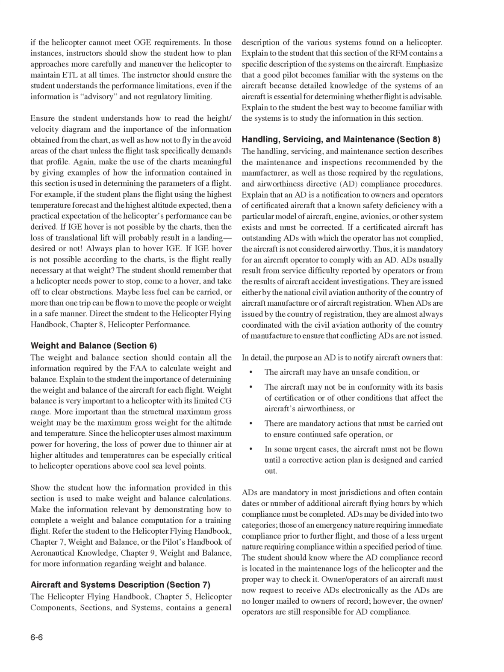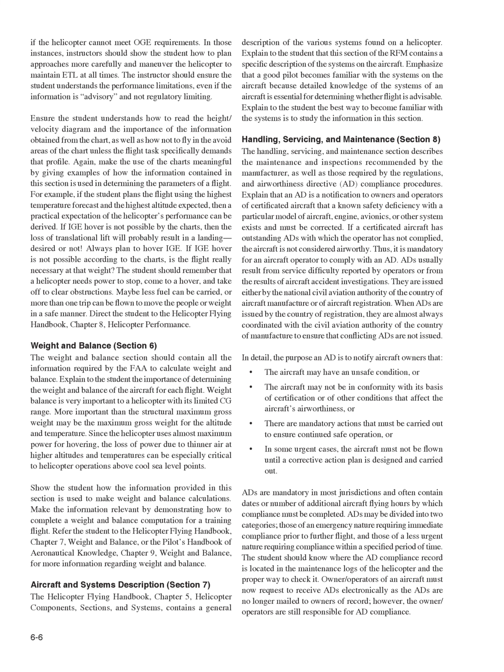The instructor should ensure the student understands the performance limitations, even if the information is advisory and not regulatory limiting. Ensure the student understands how to read the height/velocity diagram and the importance of the information obtained from the chart, as well as how not to fly in the avoid areas of the chart unless the flight task specifically demands that profile. Again, make the use of the charts meaningful by giving examples of how the information contained in this section is used in determining the parameters of a flight.